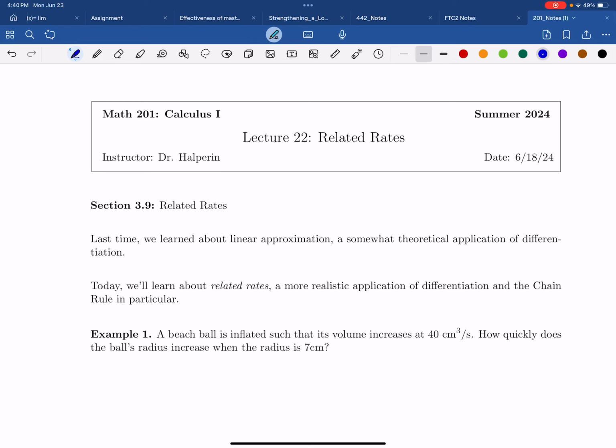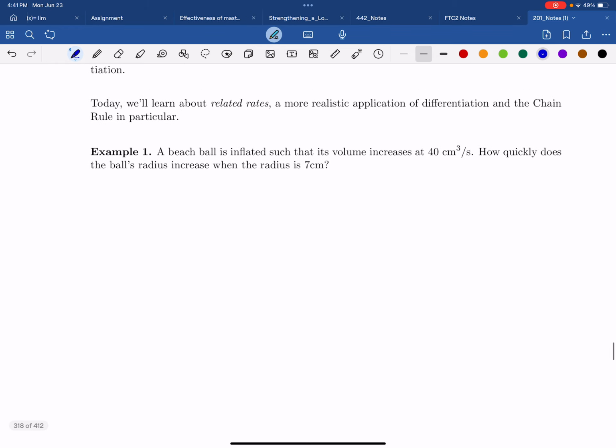This is section 3.9, related rates. We're using an application of differentiation, in particular implicit differentiation, a bit more applied as opposed to theoretical like we did with linear approximation. There are word problems, which always adds an extra bit of ambiguity, but they're still quite formulaic. Let's take a look at how to solve them.